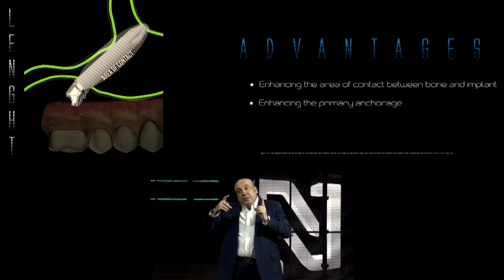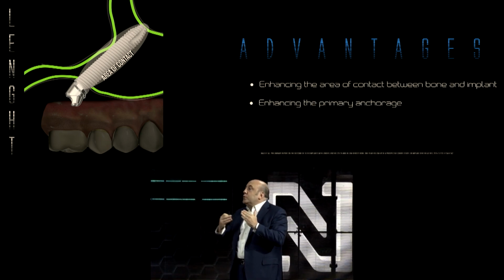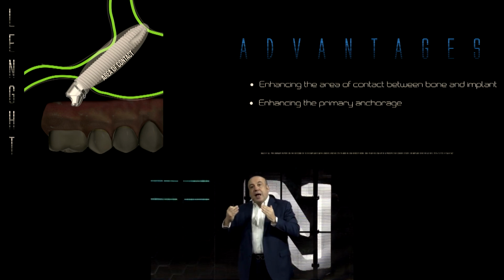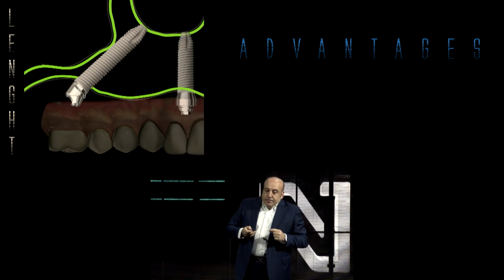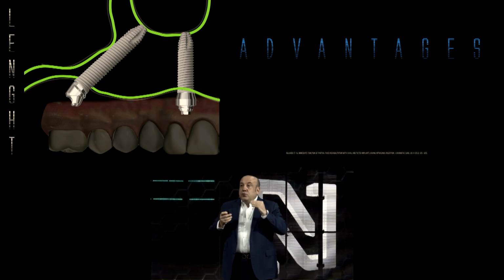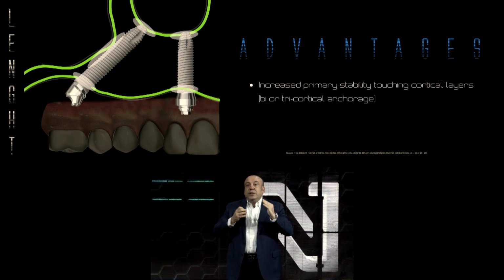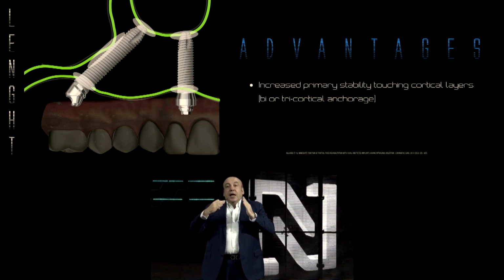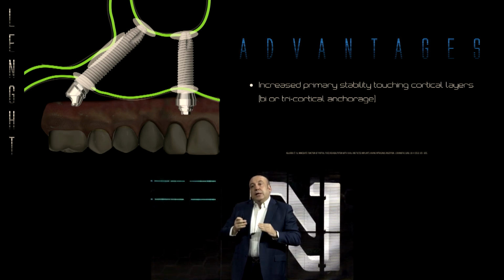When you use this long implant, you pass through more bone, you use more bone, and you enhance the primary anchorage of your implants. Another important aspect that I try to achieve with my rehabilitation is to increase primary stability, thanks to the lens, because I was touching the cortical layer of Sergio.